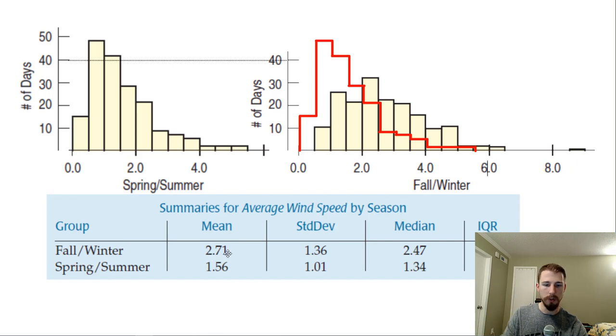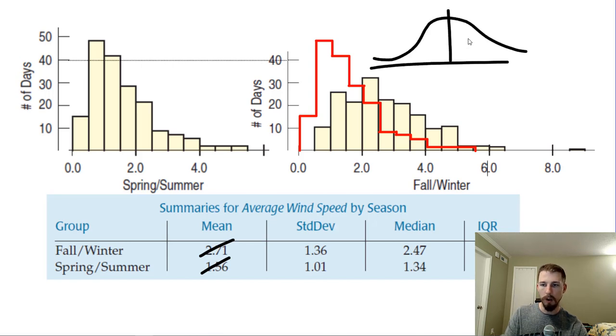So we really should not trust the mean for the fall and the winter, and we really shouldn't use the mean for the spring and the summer because it's going to be skewed. Since the data is skewed, it's going to be drawn to the right as well. So we should not use the mean because these are not unimodal and symmetric. If it looks something more like a bell curve like that, then we could use our mean and standard deviation.